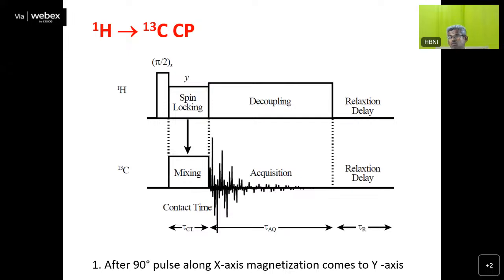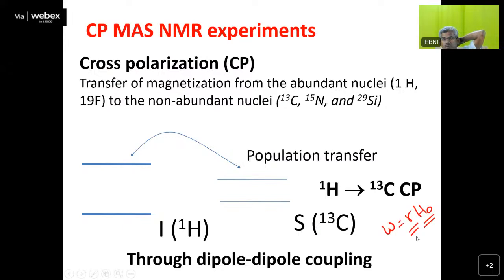Whenever there is a contact pulse on carbon-13 as well as on the hydrogen proton, then what happens? Their frequencies become the same and the population transfers from proton to carbon-13, and that is why we see an enhancement in the signal. I made a statement that the frequencies become equal. You may wonder how the frequencies become equal, because just now in the previous slide I told you omega is equal to gamma H0. Gammas are different for different nuclei, H0 is the same, so omega has to be different. Then how can you make the frequency the same for both carbon-13 and proton?